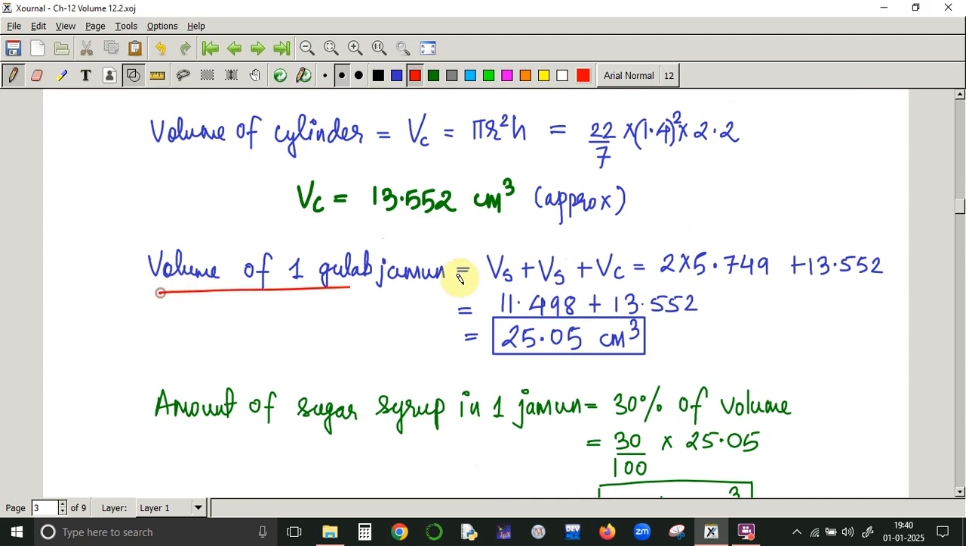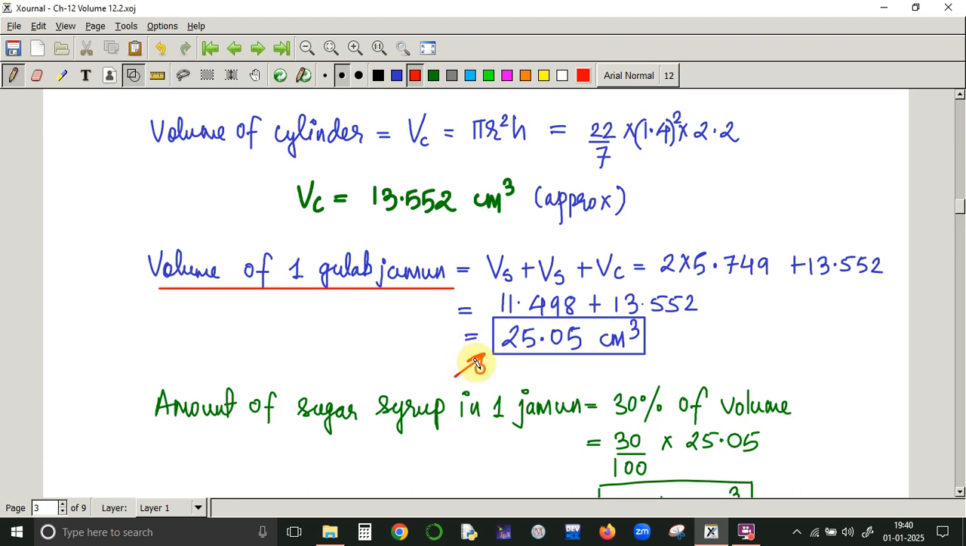So the volume of one gulab jamun is the volume of a hemisphere plus one more hemisphere, plus the volume of the cylinder. So this is what I have done 2 times. Multiply them, add them. So the volume of one gulab jamun is 25.05.